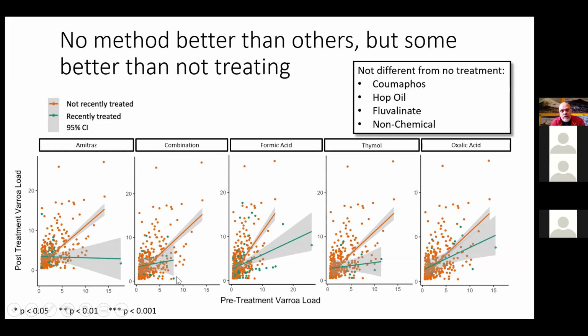But for the other ones, oh yeah, here we see it. There we have coumaphos, formic acid, thymol, and oxalic acid. And you can see that all of those decreased the rate of mite reproduction, but still the mite reproduction was increasing.